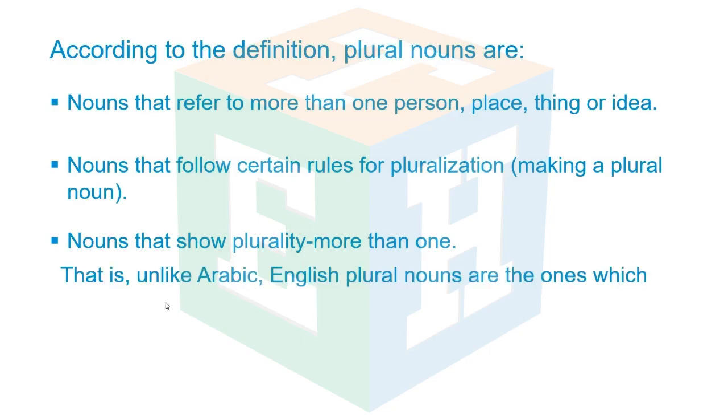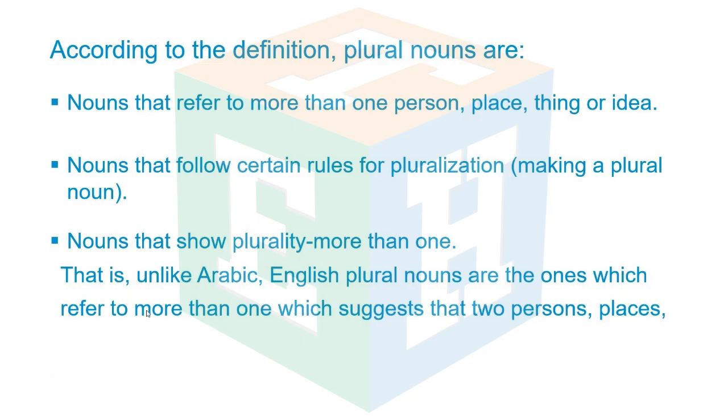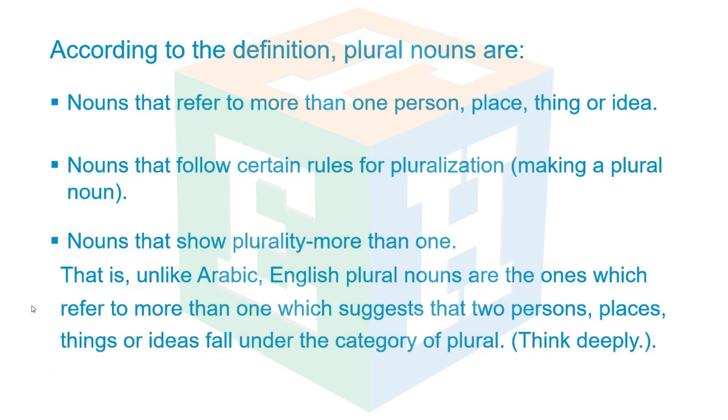Unlike Arabic, English plural nouns are the ones which refer to more than one, which suggests that two persons, places, things, or ideas fall under the category of plural. Think deeply.